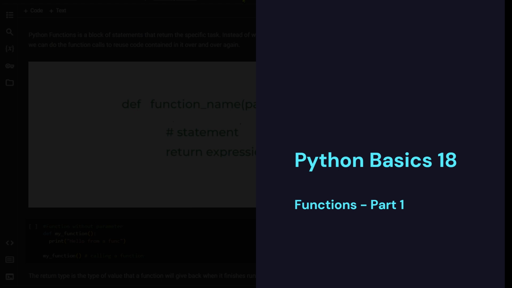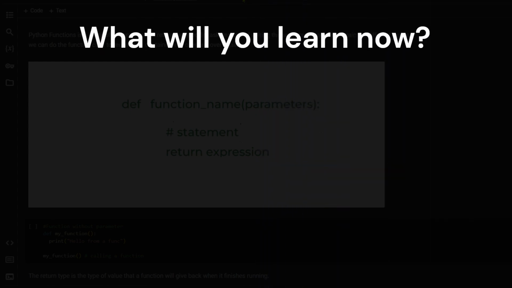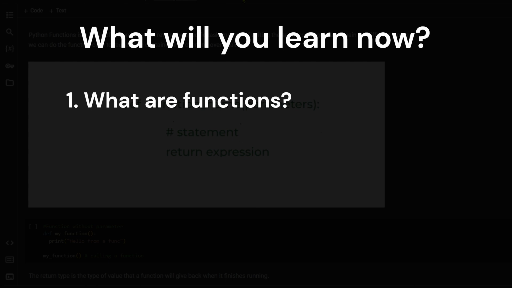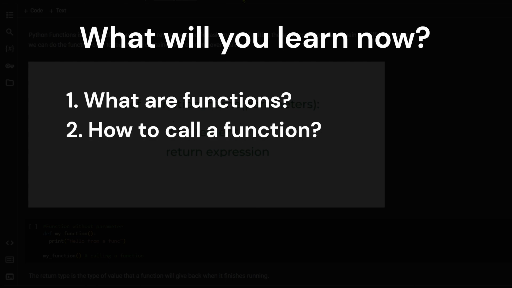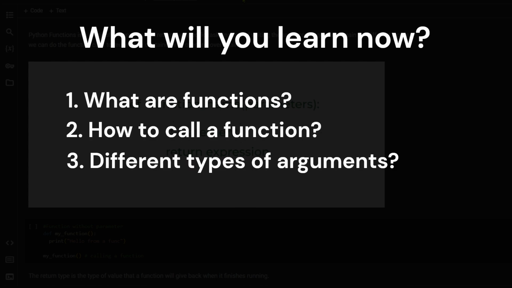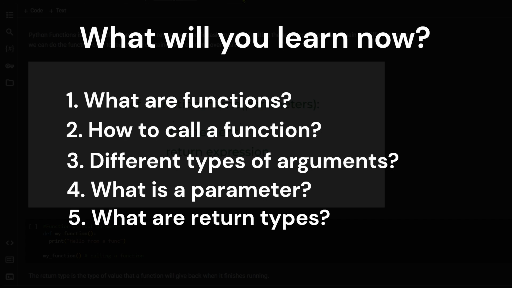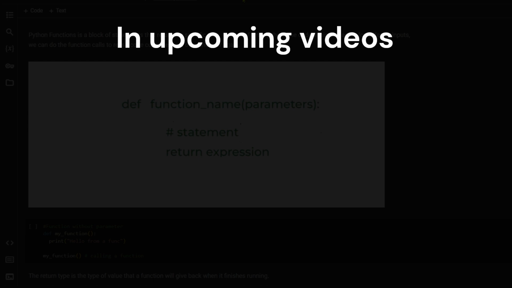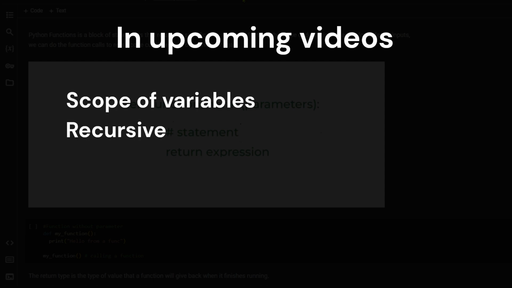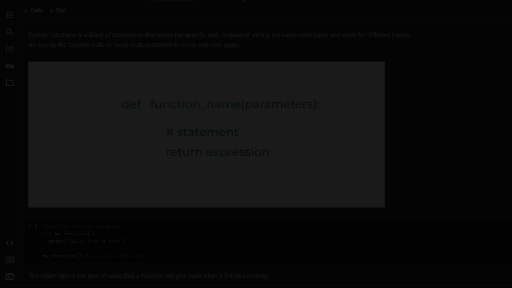Our topic of discussion today is functions. We will cover this topic in three parts. In this video, we will have a look at what functions are, how to call a function, the different types of arguments in a function, what a parameter is, and what return types are. And in the next video, we will cover the scope of variables, following which we will see recursive and lambda functions. So let's jump in with this video.